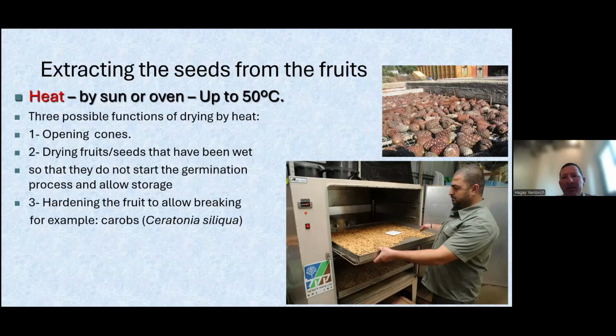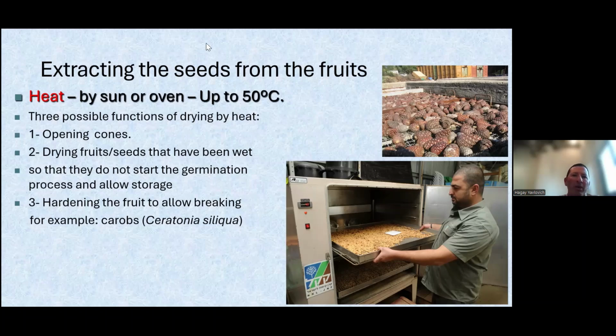This is something very important because when fruit or seeds are wet, they can even start to germinate, or they can have fungi and so on. So we want to work all the time with dry fruit and seeds. And sometimes before you work with the fruit, you want to crush or crack them without damaging the seeds. So we want to harden them. We want to make them harder, and you put them in the oven.